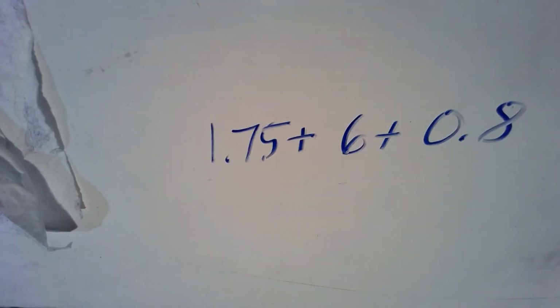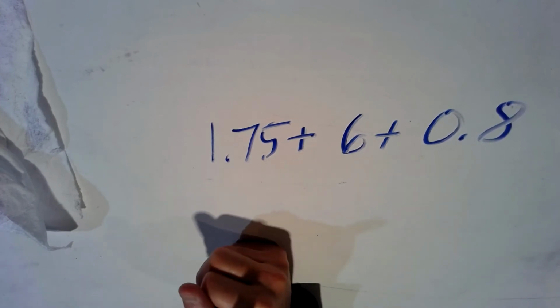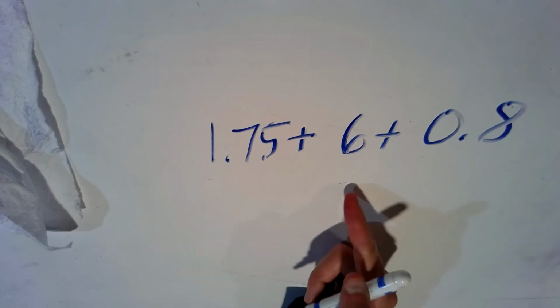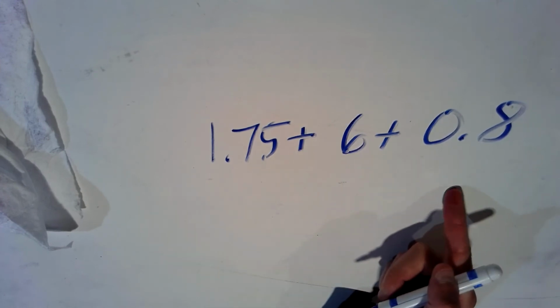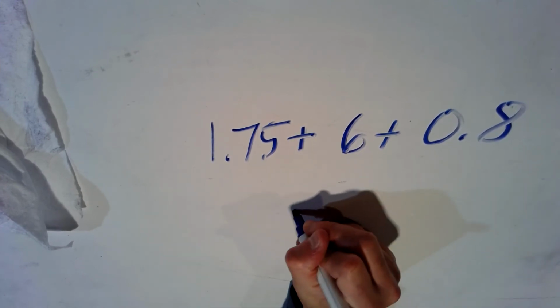And just for fun, I might throw in a couple of decimal problems in today's assignment. So I want to give you a review of that. It says 1 75 hundredths plus 6, that's 6 wholes, of course, plus 8 tenths. When you add with decimals, we know we need to line up our decimals.